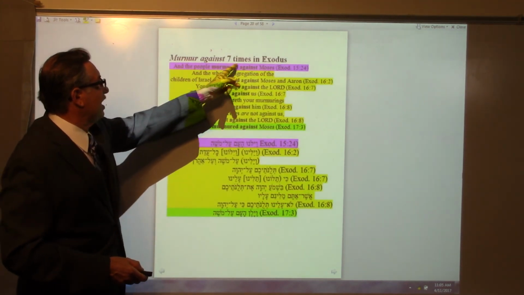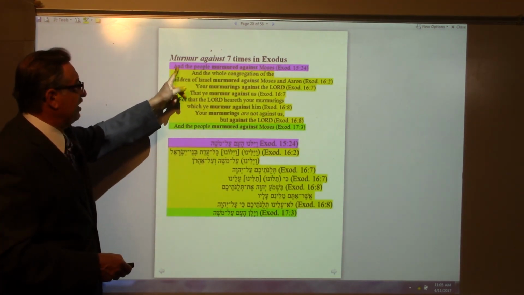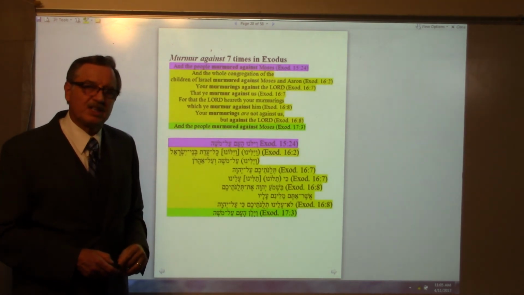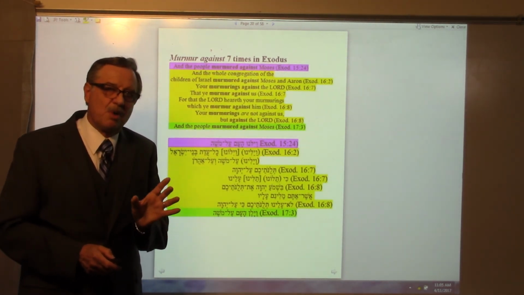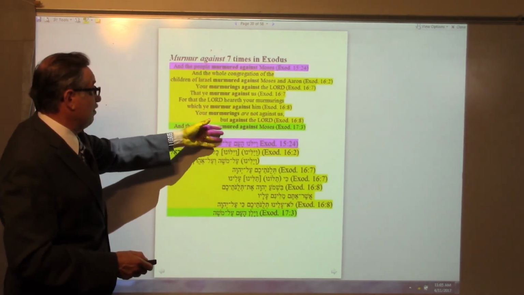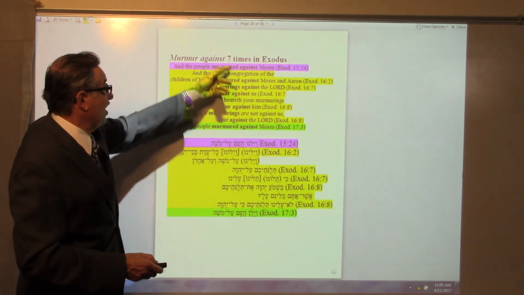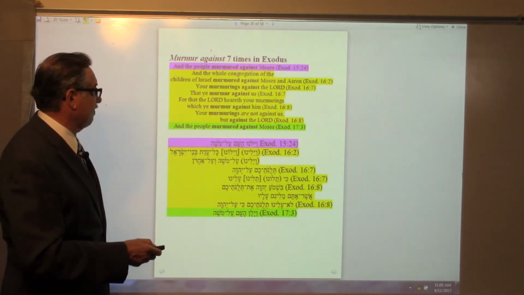Murmur against, 7 times. In the book of Exodus, 7 times, we see that phrase that the children of Israel are murmuring against. And here we have all 7 of them in Exodus, 3 different colors, supposedly 3 different sets of authors to write that.